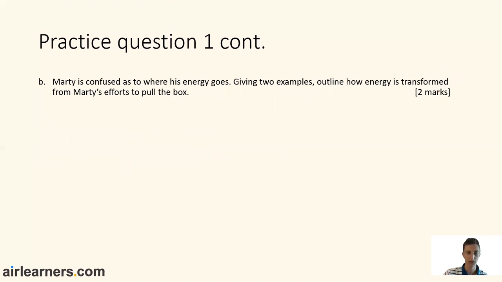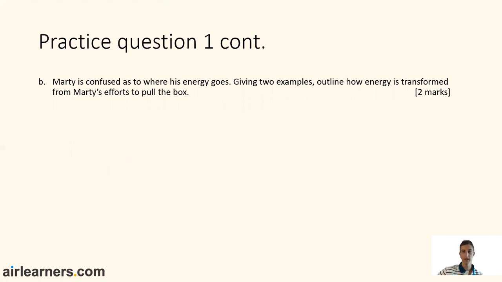Practice question 1b. Marty is confused as to where this energy goes. Giving 2 examples, outline how energy is transformed from Marty's efforts to pull the box. This is an explanation question, so it may take you 2 or 3 minutes. So have a go, and you can pause the video and get back once you finish the question.